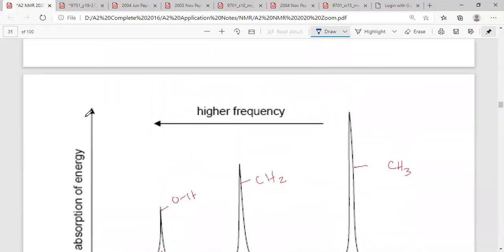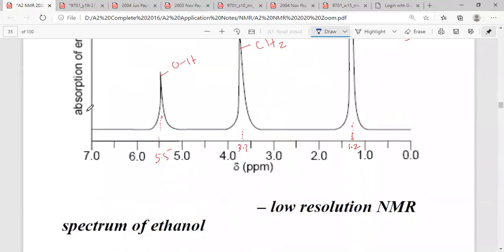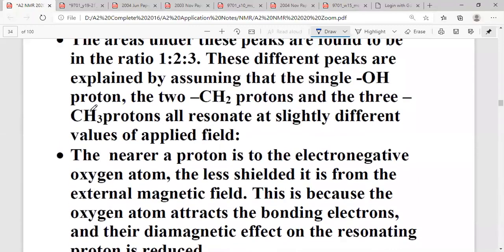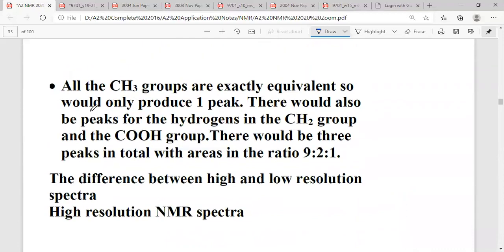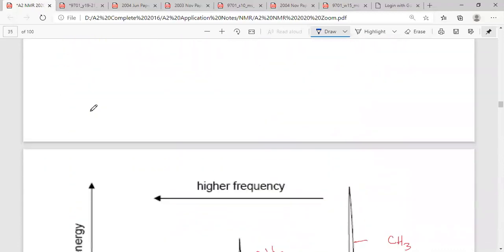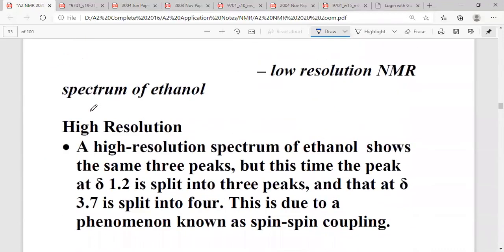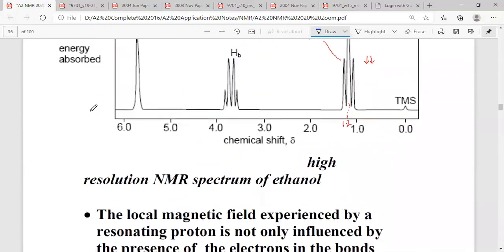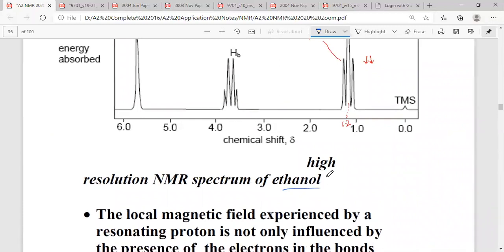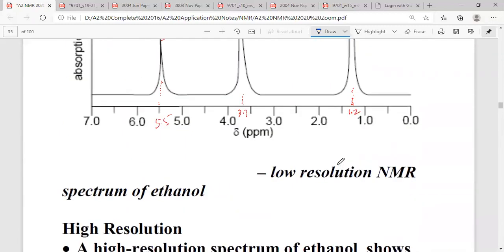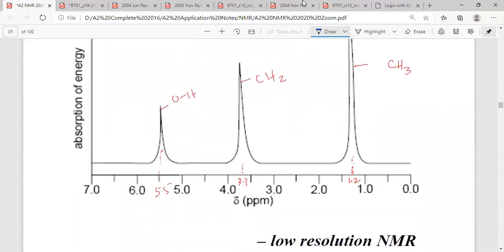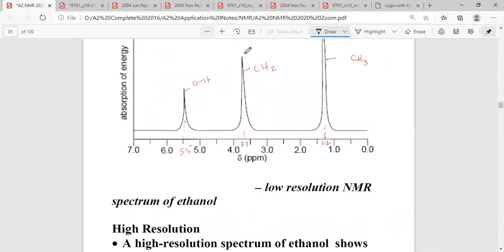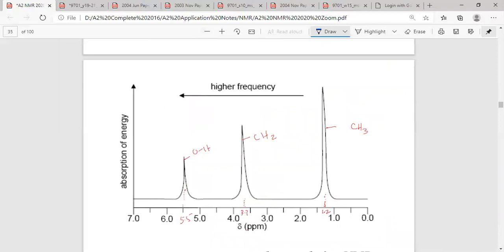Okay, now this is the nuclear magnetic resonance spectrum of ethanol. Sorry, I said propanol, it's ethanol. Here you can see the low resolution, and this is the high resolution of ethanol. Now, high resolution, low resolution. This is the low resolution of ethanol. Let me put it a bit smaller. Now, what does it tell me?